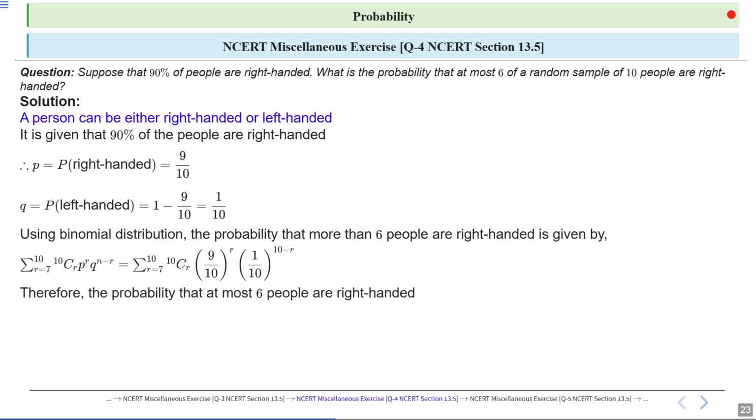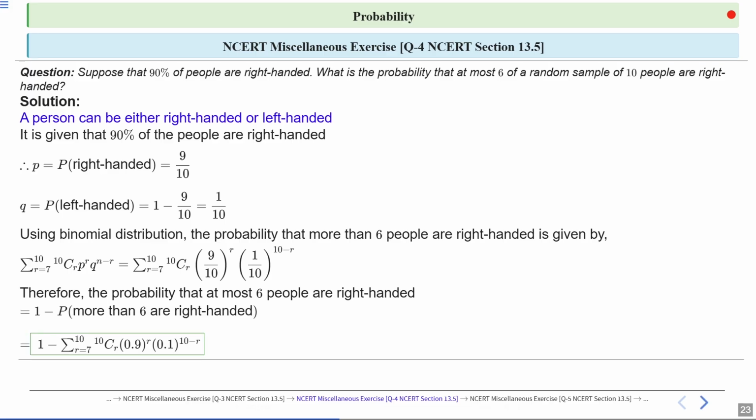Therefore, the probability that at most 6 people are right-handed equals 1 minus the probability that more than 6 are right-handed. And this is equal to 1 minus the summation for r equals 7 to 10 of 10 C r, 0.9 to the power r times 0.1 to the power 10 minus r.